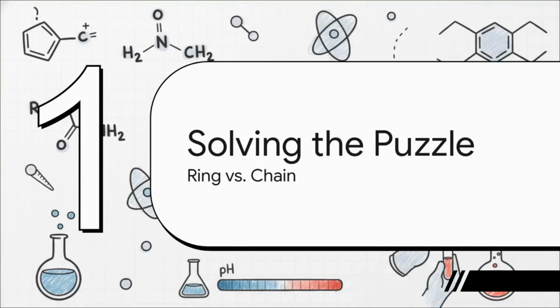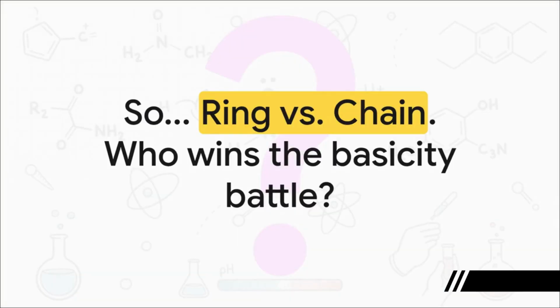Okay, we've gathered all our clues. We know about classification, electron effects, and structure. It's time to go back and finally solve the puzzle we started with. Ring versus chain. Let's settle this once and for all. So here we are, the final showdown. In the battle for basicity, who's going to come out on top?